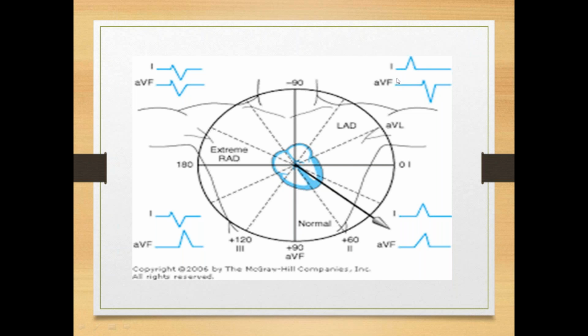This is an easy method. You have to look at leads 1 and AVF in the ECG. For a normal axis, if both lead 1 and AVF have a positive deflection, it is a normal axis. Again, for right axis deviation, lead 1 will be a negative deflection and AVF will be a positive deflection. In other words, we say they are towards each other, or kissing each other.